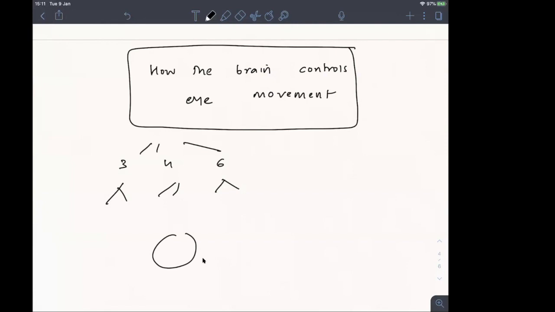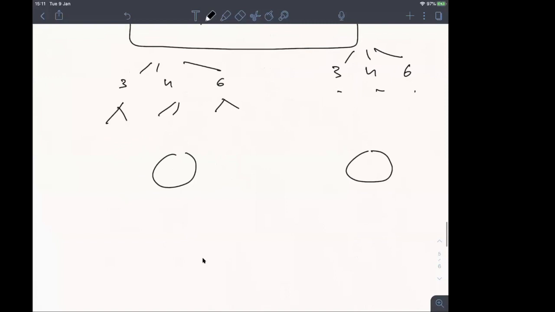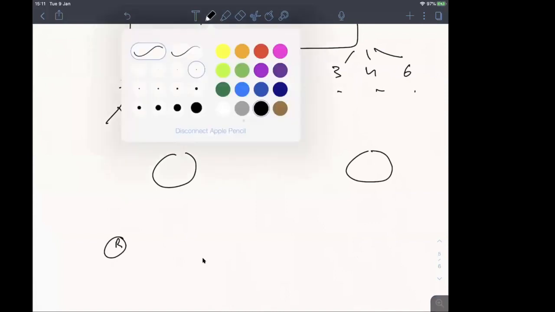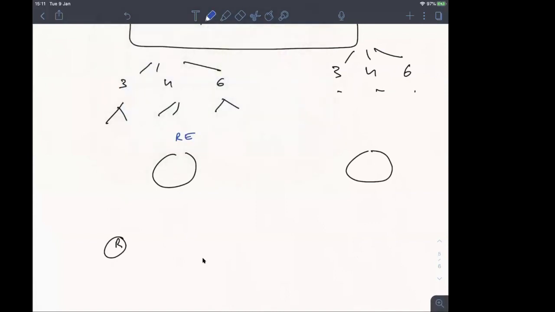Okay. But you have two eyes. So the brain needs to act on both sides' cranial nerves. And one of the problems is that supposing you want to look towards the right side, the brain will have to make the right eye look to the right and the left eye look to the right. But for the right eye to look to the right, it will need to act on its lateral rectus. And for the left eye to look to the right, it will need to act on its medial rectus.